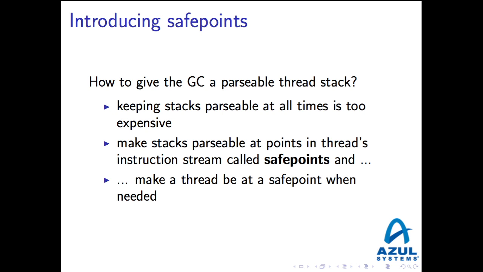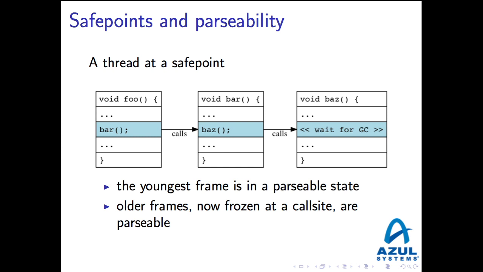So that's how a GC parses a thread stack in this scheme. This is how a thread stack looks when a thread is at a safe point. What I'm trying to show here is how a safe point looks from the perspective of a single stack frame. You have the youngest frame, buzz, which is waiting for the GC to do something. You have its caller, bar, which is waiting for buzz to return. And you have foo, which is waiting for bar to return, and so on.